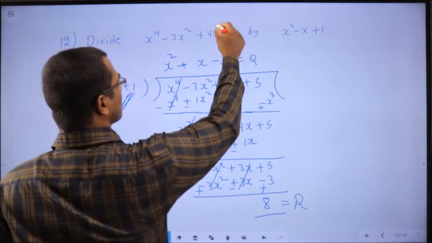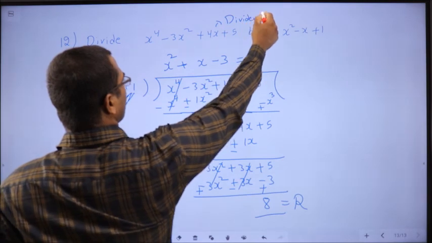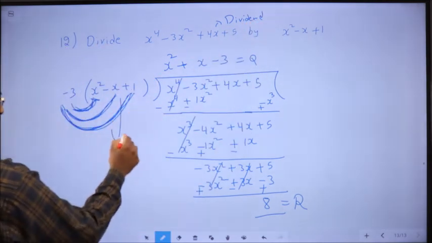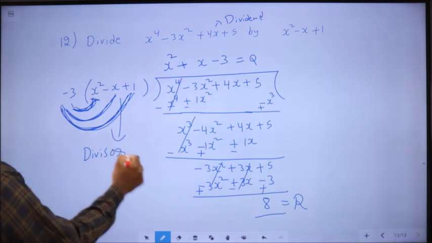We call this the dividend, and what we are dividing with is called the divisor. Okay.